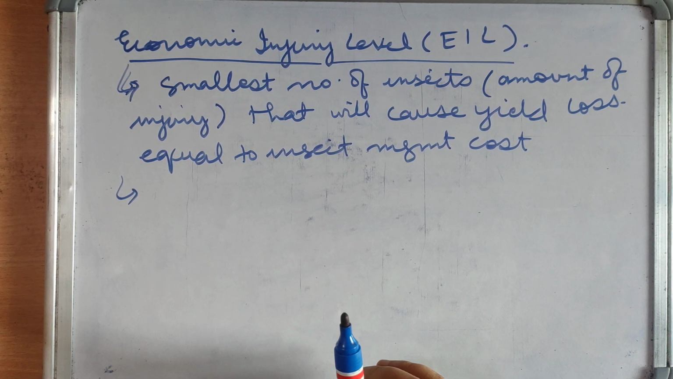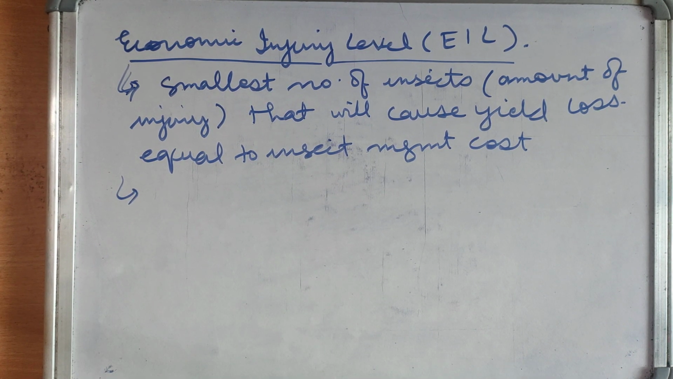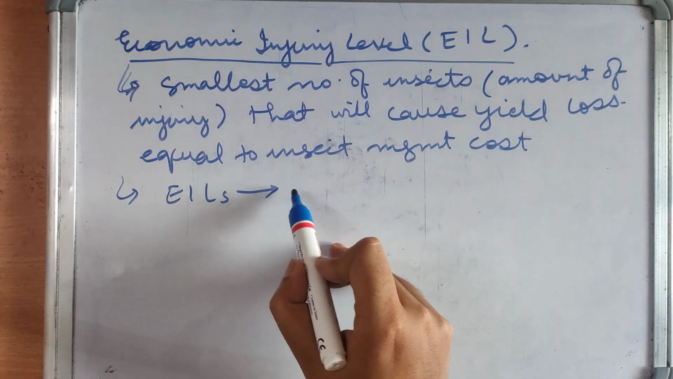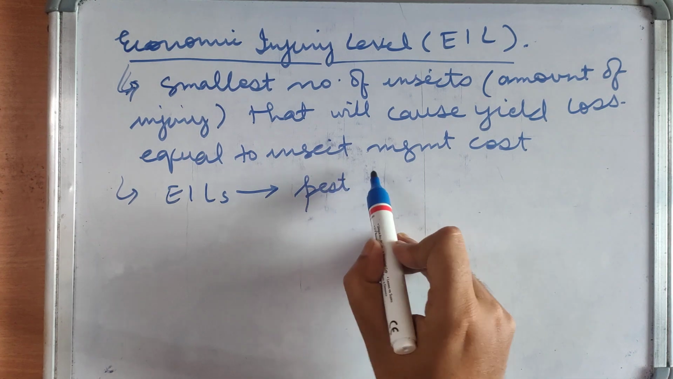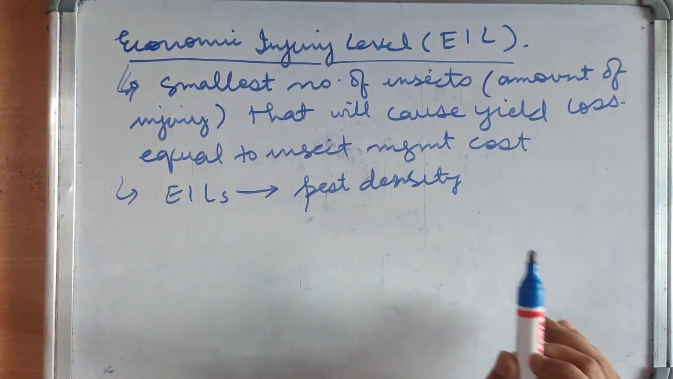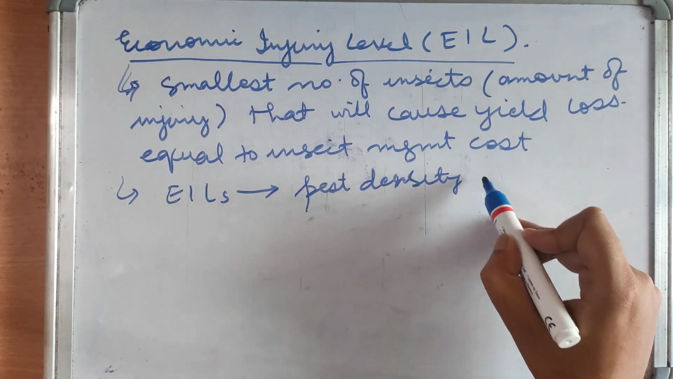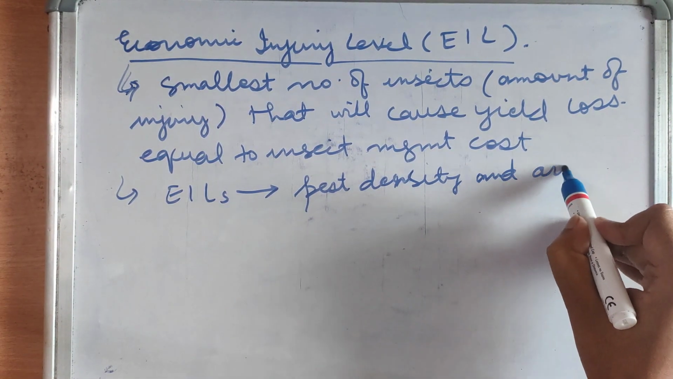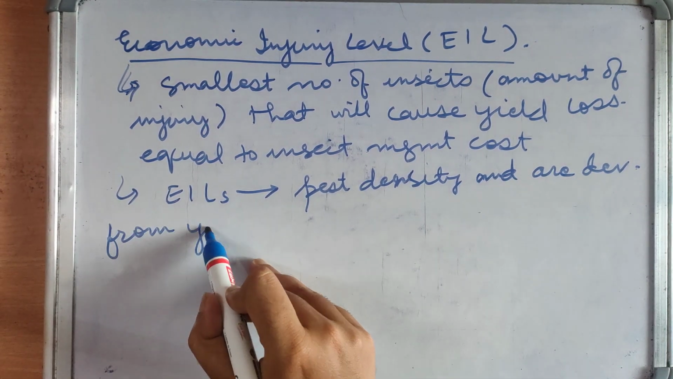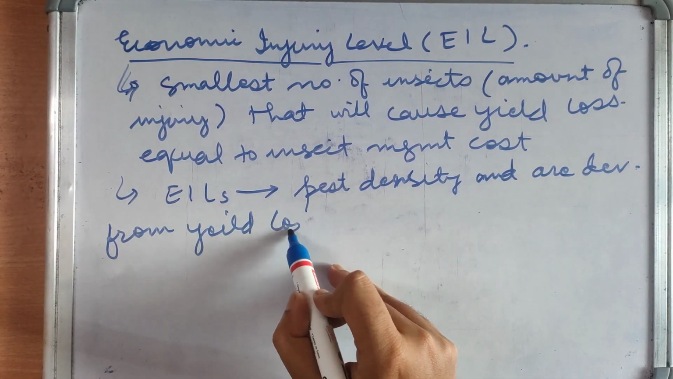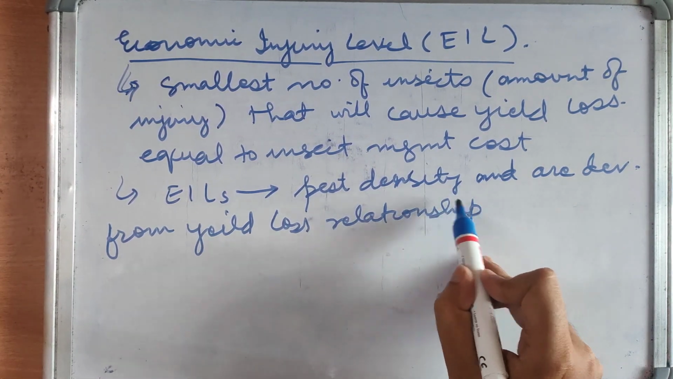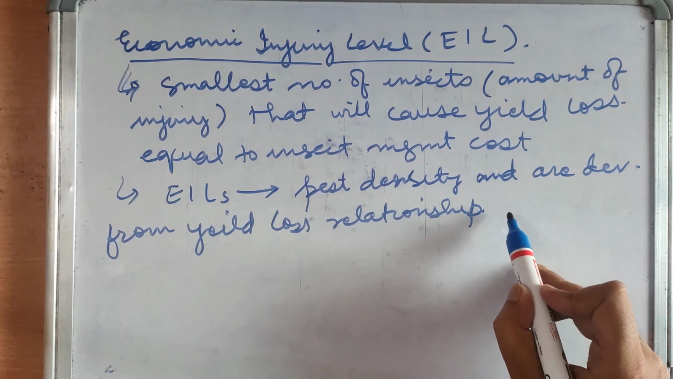EILs are usually expressed as a pest density and are developed from yield loss relationships, derived from field research studies.